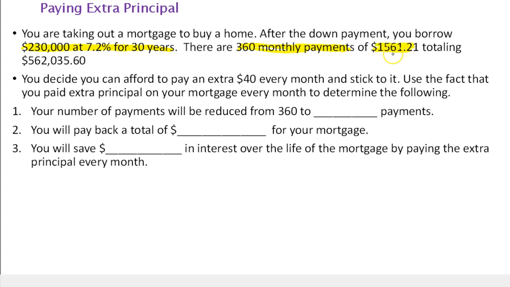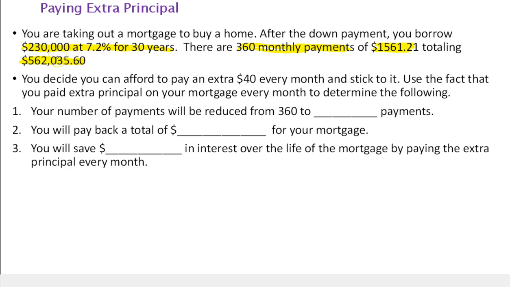pay $1,561.21 every month, and this total is also given. $562,035 is what you'd pay in total. Okay, so notice you're going to pay at least 100% of the amount you borrowed in interest, and even more.